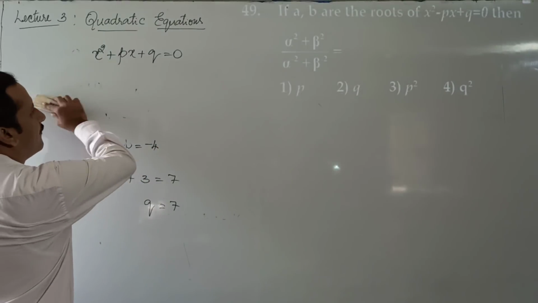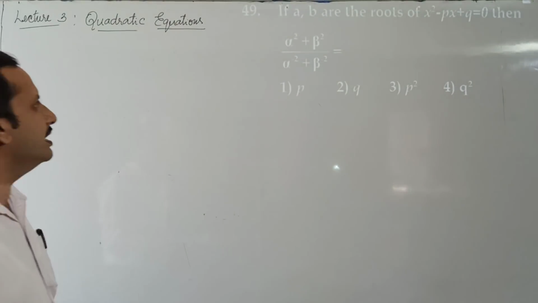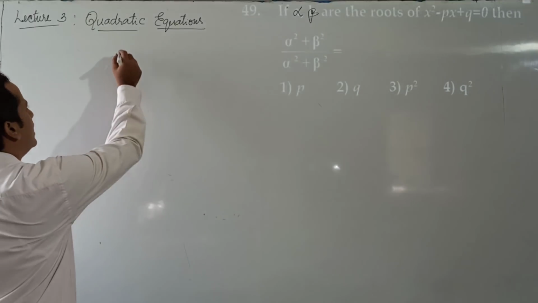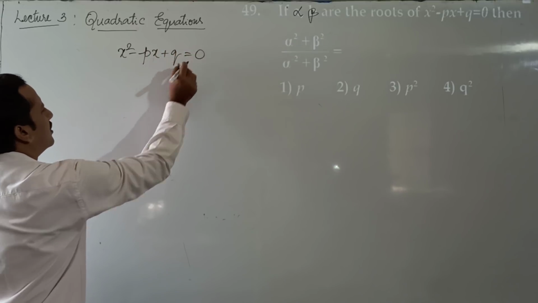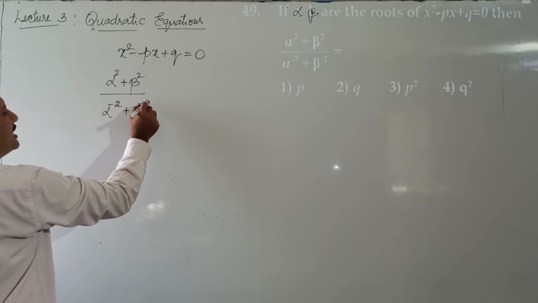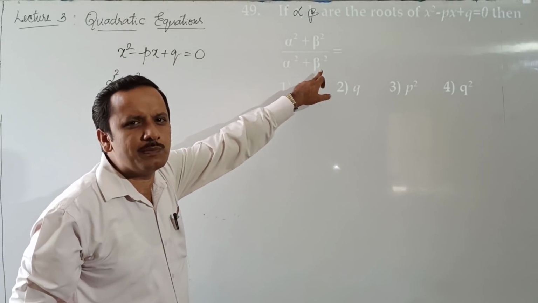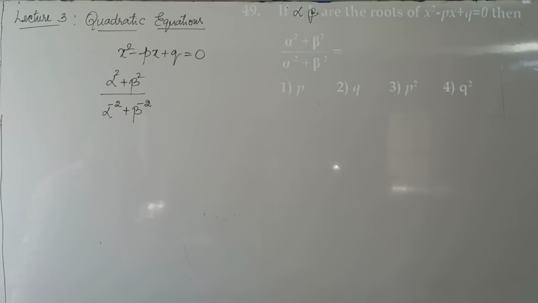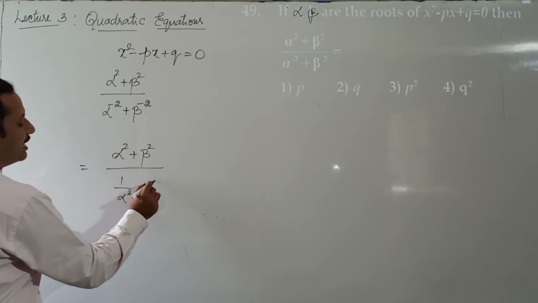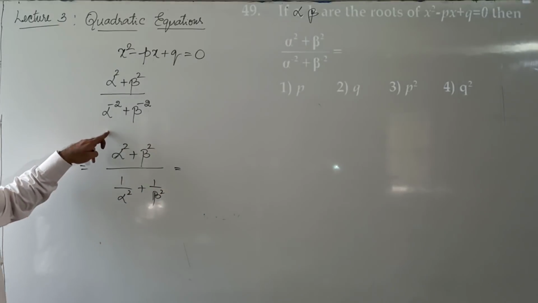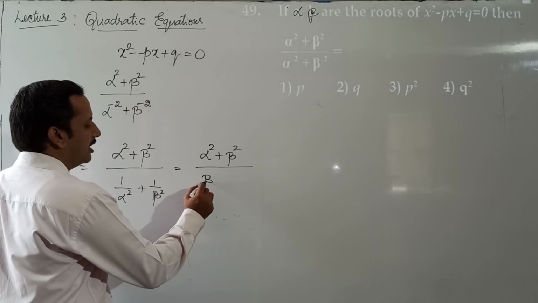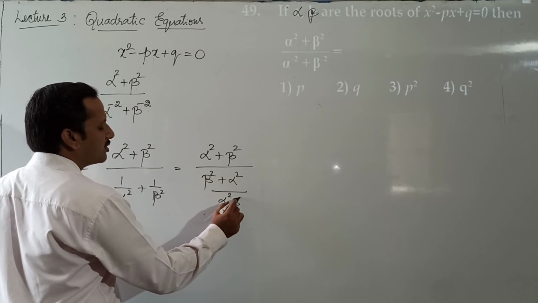Then 49th question. If a and b, here there is a correction, make it as alpha and beta. It's not a and b, it should be alpha and beta. If alpha and beta are the roots of x square minus px plus q is equal to 0, then we want alpha square plus beta square divided by alpha power minus 2 plus beta power minus 2. It's not visible properly. It is alpha power minus 2 plus beta power minus 2. That should be equal to what they are asking. So this is equal to alpha square plus beta square divided by, I write this as 1 by alpha square plus 1 by beta square. On simplification, alpha square plus beta square divided by, take LCM here, beta square plus alpha square divided by alpha square beta square.